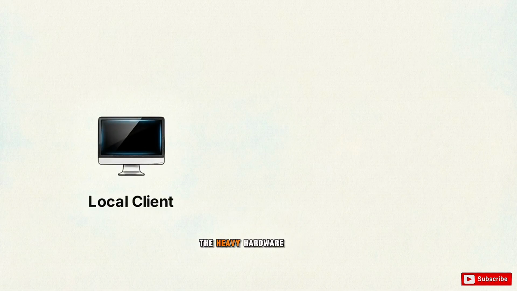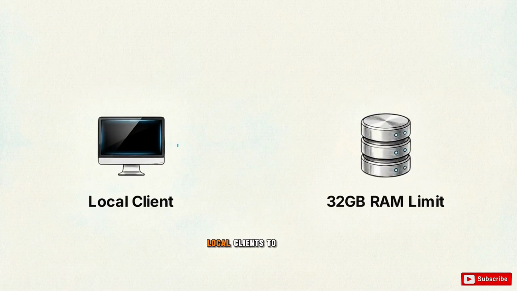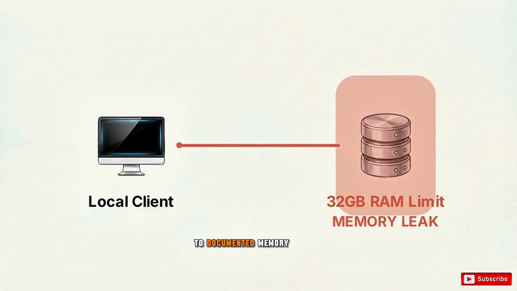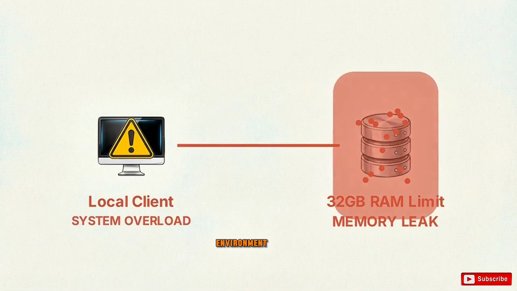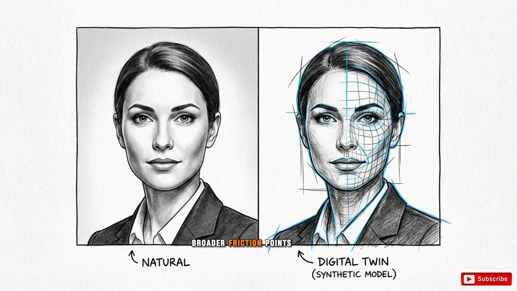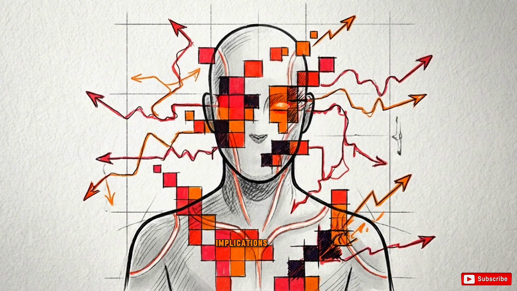But there are immediate operational risks. The heavy hardware dependency requires local clients to use up to 32 gigabytes of RAM, which currently leads to documented memory leaks in the beta environment. There are also broader friction points. Deploying hyper-realistic digital twins to represent human employees introduces profound ethical implications around consent, identity theft, and potential brand dilution.